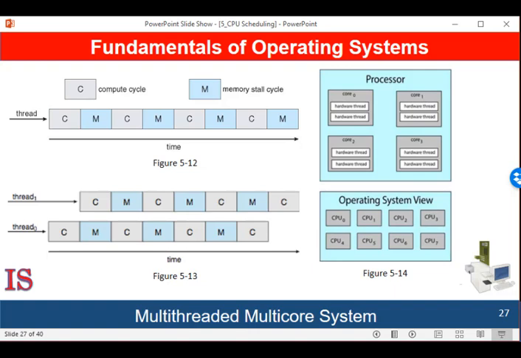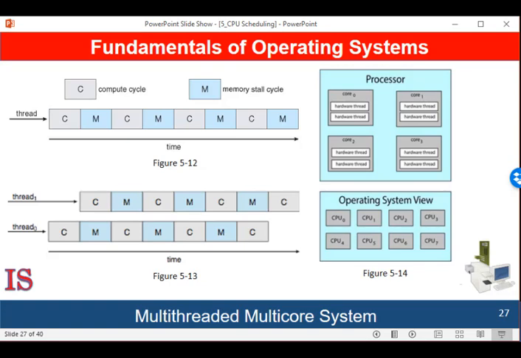To remedy this situation, many recent hardware designs have implemented multithreaded processing cores in which two or more hardware threads are assigned to each core. That way, if one hardware thread stalls while waiting for memory, the core can switch to another thread. The bottom left image, figure 5.13, illustrates a dual-threaded processing core on which the execution of thread 0 and the execution of thread 1 are interleaved.